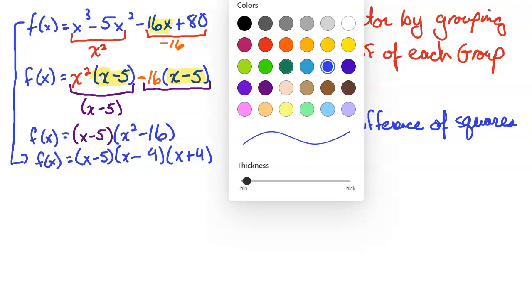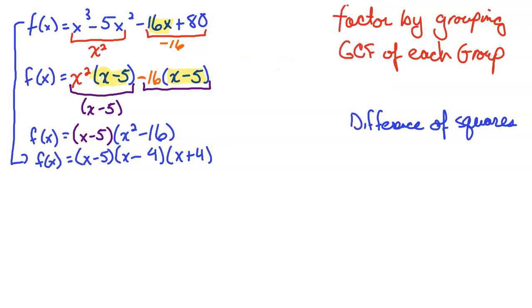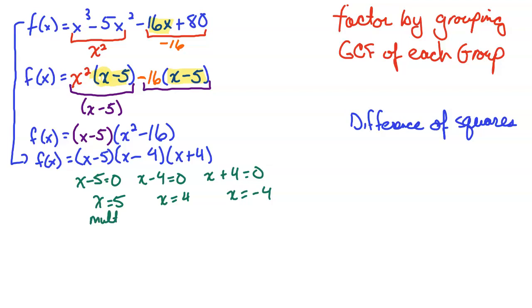What we would do now to get our zeros, we would set x minus 5 equal to 0, x minus 4 equal to 0, and x plus 4 equal to 0. That would give me that x is equal to 5, x is equal to 4, and x is equal to negative 4. Each one has a multiplicity of 1.